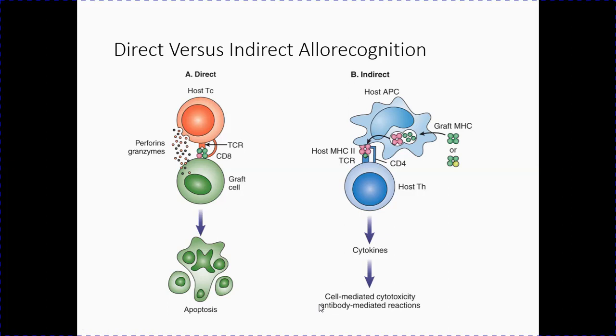So we can end up with a humoral or adaptive immune response. Now, cell-mediated or humoral response, so this looks familiar to you? I think it should be. Indirect, we see normally in chronic rejection.